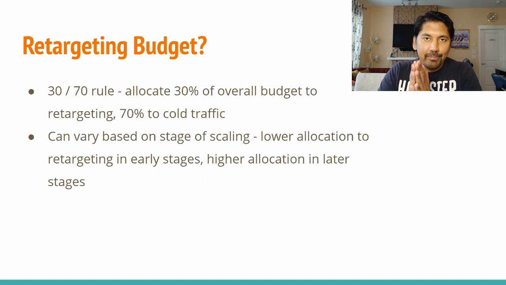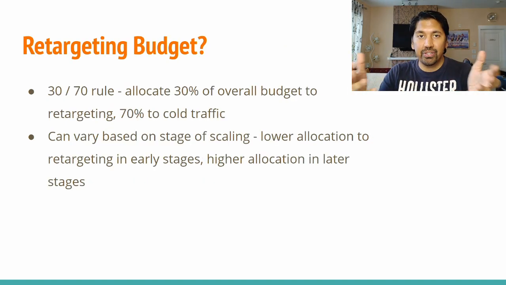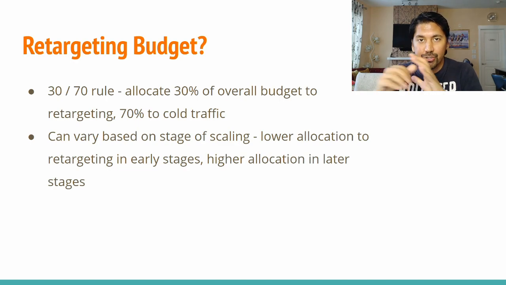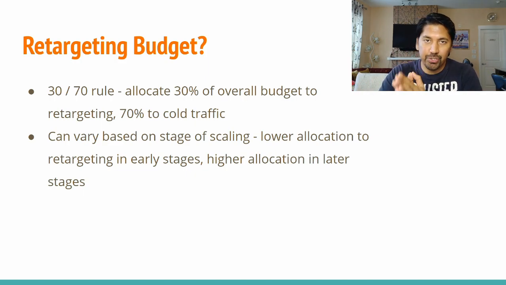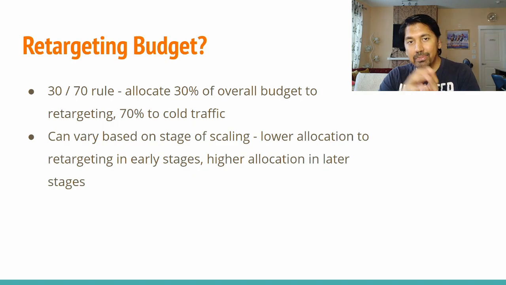Now, finally, the last question here is how much should you allocate to retargeting, right? How should you allocate your overall budget? The rule of thumb I would say is 30-70. Allocate 30% of your overall budget to your retargeting and keep 70% of the budget for cold traffic.